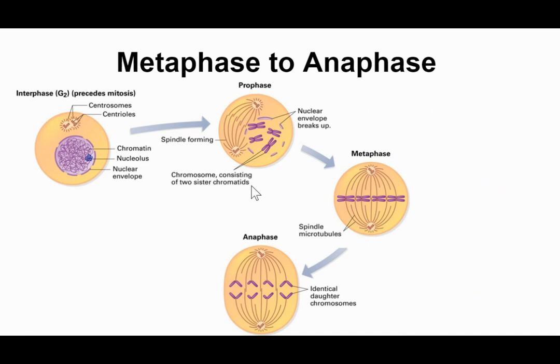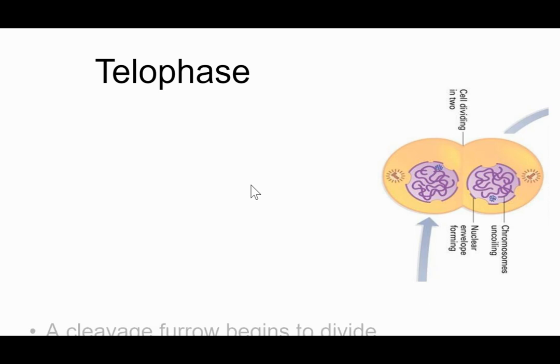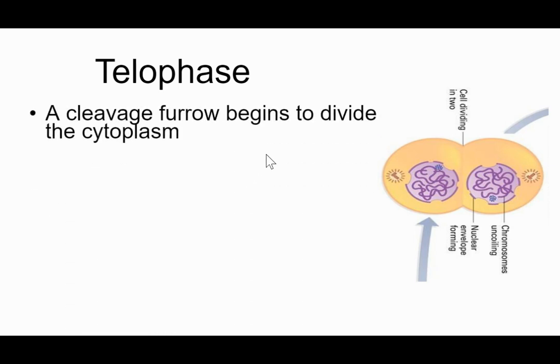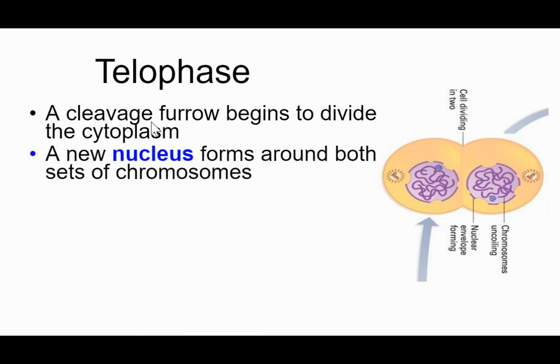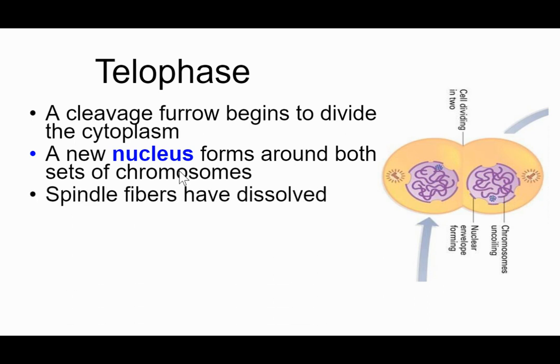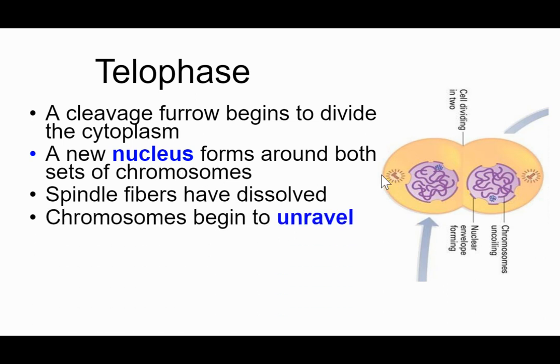After anaphase, we move into our next stage, which is telophase. Telophase, a couple of pretty important things are going to start to happen here. So first, we're going to start pinching in the cytoplasm of the cell. This is something called a cleavage furrow. A new nucleus is going to start to form around both sets of DNA that were just separated from each other. The spindle fibers are gone. You can no longer see them. And the chromosomes are starting to unravel, and they're going to end up unraveling back into that chromatin form.